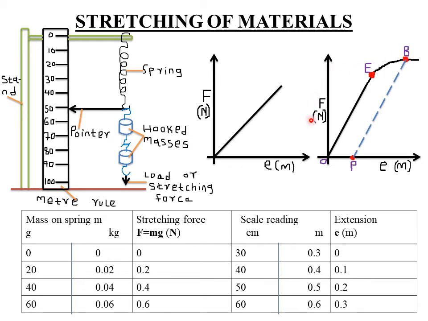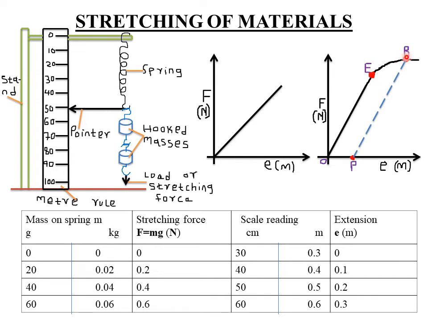So I've said that if you are told to explain this graph, you would simply say between point O and E, Hooke's law is obeyed, or force is directly proportional to the extension. That is, between point O and E, Hooke's law is obeyed. Then at point E, this is what we call the elastic limit. Then what happens between point E and B?